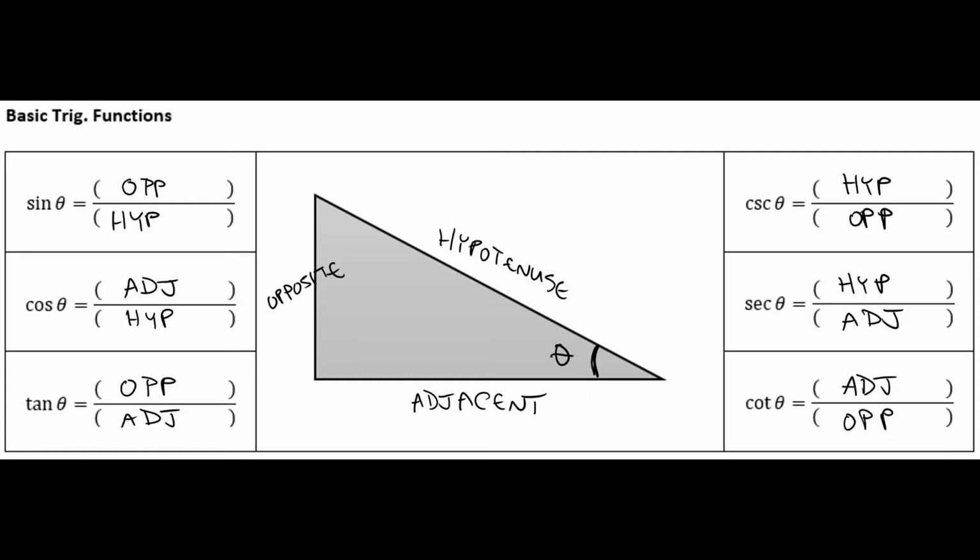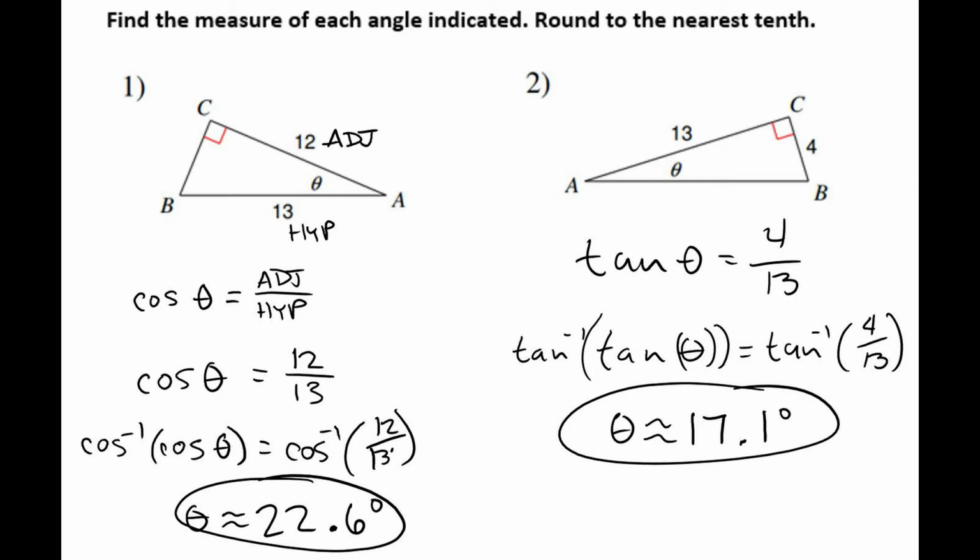Okay, let's go to the first section. This is really easy. All you're doing in this section is looking for the missing angle. You don't have to find any other sides. We're just looking for the theta in each of these. It says to round to the nearest tenth, so all of these I've rounded to the decimal and then one additional number.